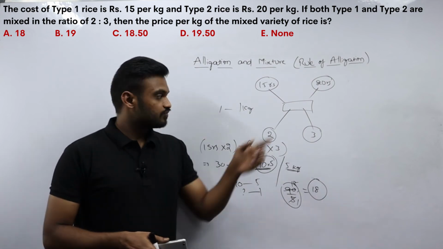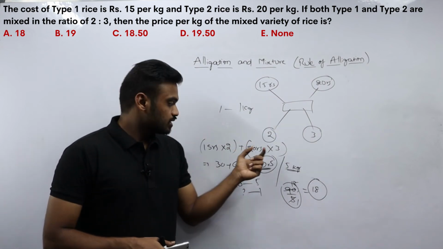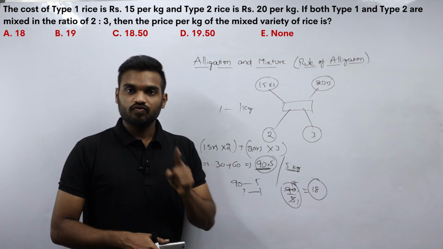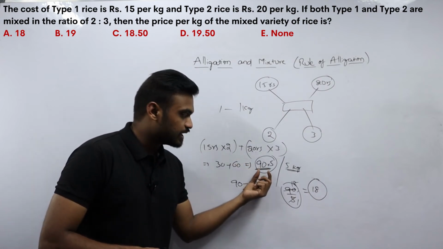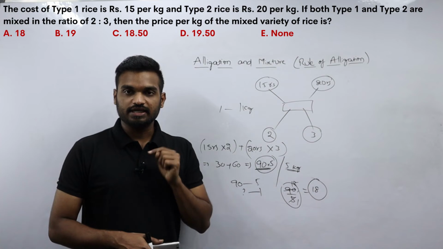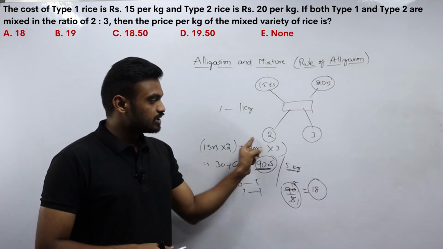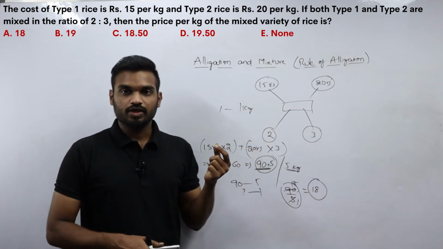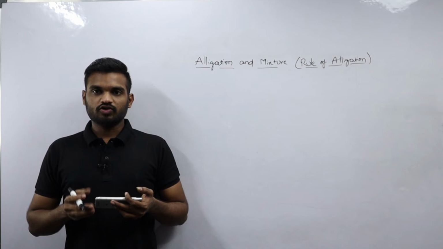Always remember that whenever you come across this kind of problem, the resultant price must be for 1 kg. Here the resultant price is for 5 kgs, so we need to find the resultant price for 1 kg. Always there will be some parts in the resultant price. Don't forget that. Now let's look at our fifth problem.